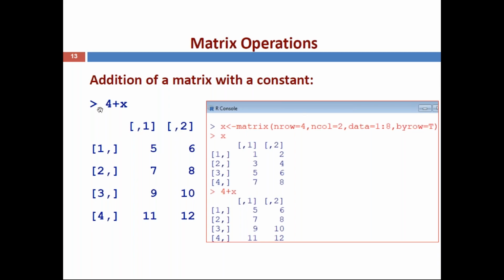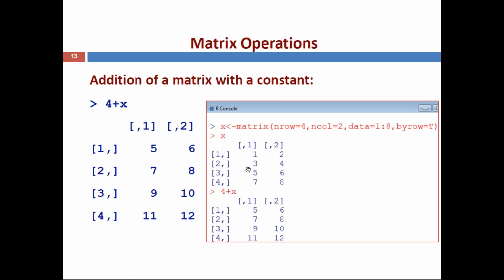For example, here we give the constant as 4, 4 plus x. For the matrix x, 4 is added to each and every element in the matrix. This is the matrix here, 1, 2, 3, 4, 5, 6, 7, 8. After executing this command, 4 plus x, see the output. For every element, 4 is added. Now 4 plus 1, 5. Then 4 plus 2, 6. Here the constant is added on the left side, to the existing element.